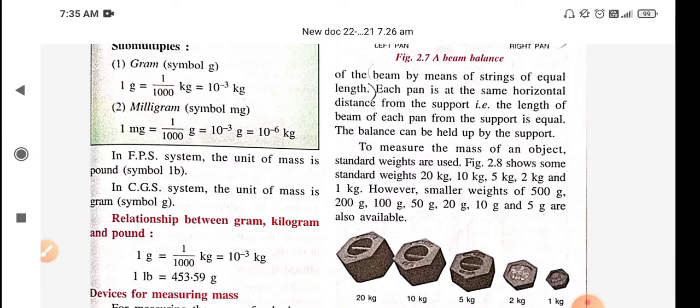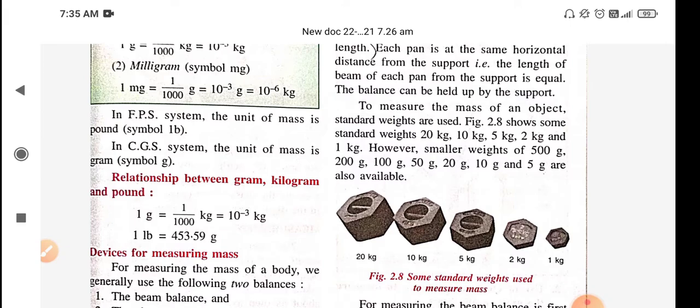Now talking about the weights of the beam balance. To measure the mass of an object, standard weights are used. Standard weights like 20 kg, 10 kg, 5 kg, 2 kg and 1 kg. And what are the smaller weights? 500 gram, 200 gram, 100 gram, 50 gram, 20 gram, 10 gram or 5 gram.